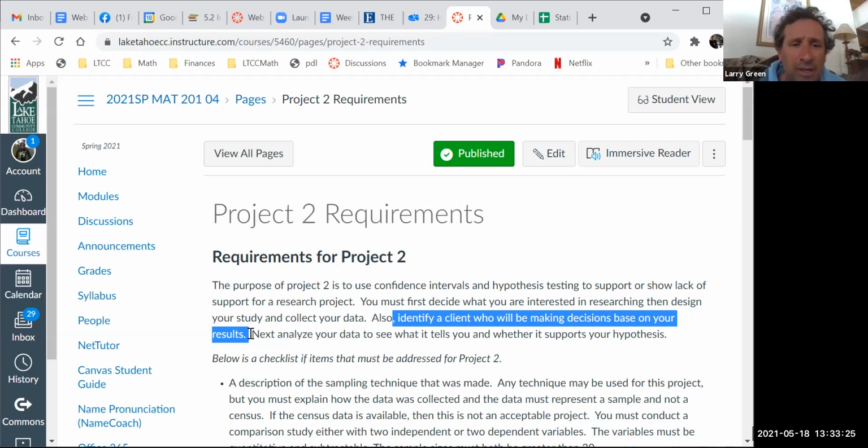Just like project one, though, if you can do a census, so if you can get the entire population, then it won't work for project two. Because there's no reason to run a hypothesis test and do a confidence interval if you know what the whole population is. Because you're 100% confident if you know the whole population. Any questions on that?